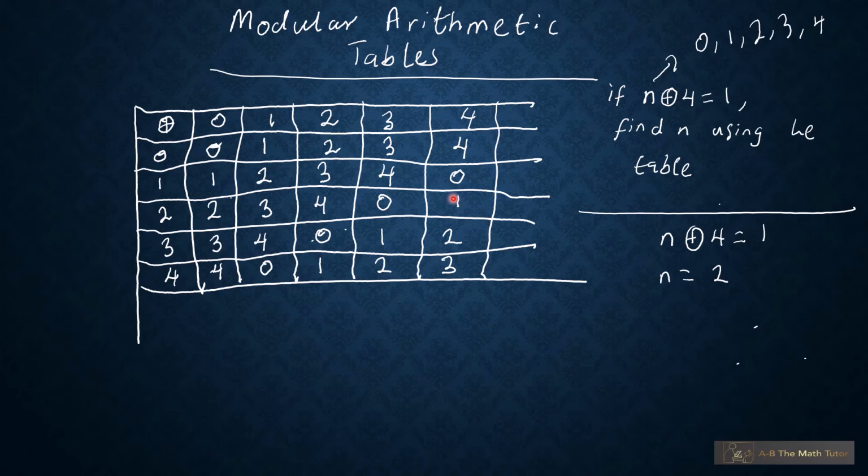Remember, this table is under modulo 5, so everything here is being operated under modulo 5. All the other numbers will not work, but you have to try all of them. Let's try one last example and we'll be through with this session.